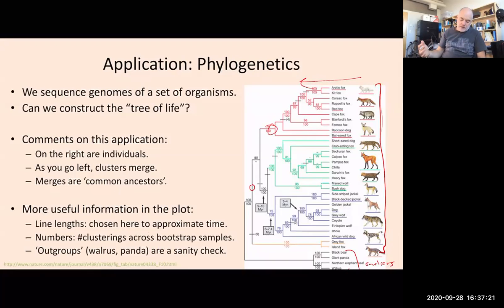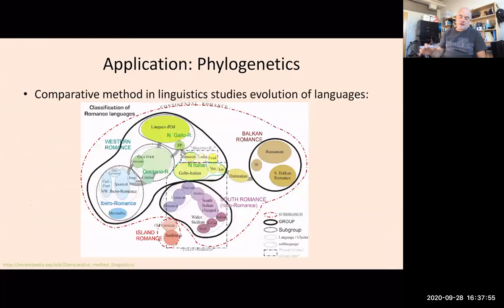There's a lot of useful information in the plot. The line lengths can be chosen and can be inferred to approximate time. You can ask how many clusters there are. There are all kinds of statistics that you can take by constructing bootstrap samples and counting various aspects of clusterings, and you can do some sanity checking and debugging by putting in outlier groups to make sure that they're clustered in last, so that you know that your clustering is okay. This is one application.